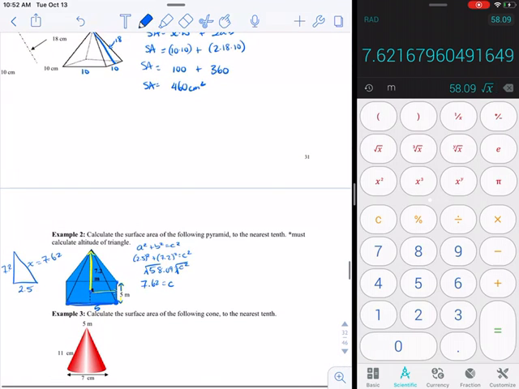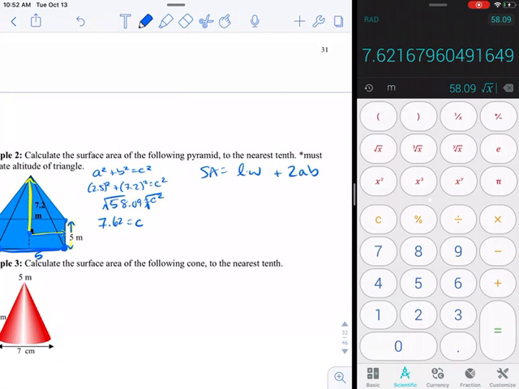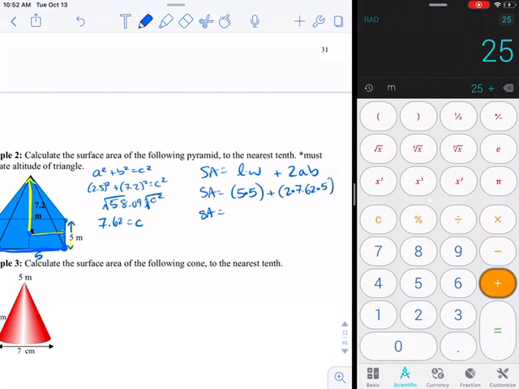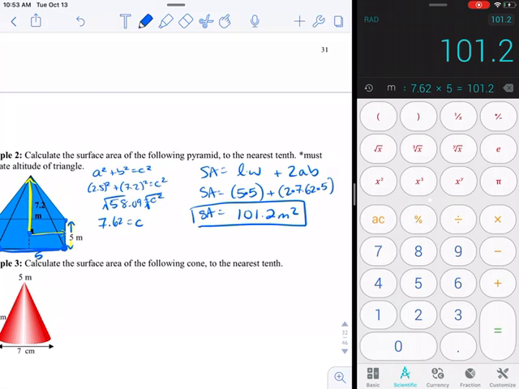So again, the formula is length times width. That gives us the square base plus 2 times the altitude times the base. Okay. So the square base is just 5 times 5 plus 2 times the altitude, which we figured out to be 7.62, times the base, which is 5. So let's figure this all out. 5 times 5 plus 2 times 7.62 times 5. And all in all, we have 101.2 meters squared.